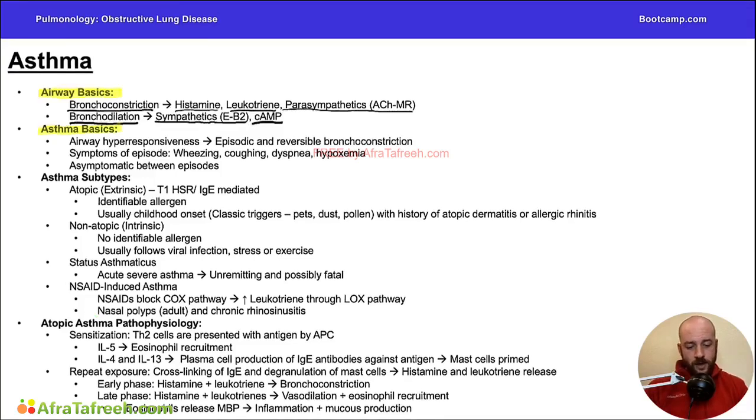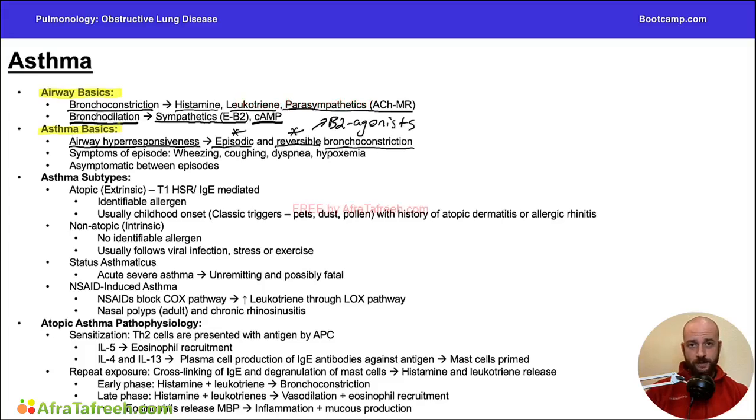So what's mainly going on in asthma is that there's airway hyperresponsiveness, and the hyperresponsiveness of the airways is going to result in episodic and reversible bronchoconstriction. And it's really high yield to note that asthma is episodic and also reversible. And we're going to see in the video on asthma treatments that we can acutely reverse asthma by administering beta-2 agonists.